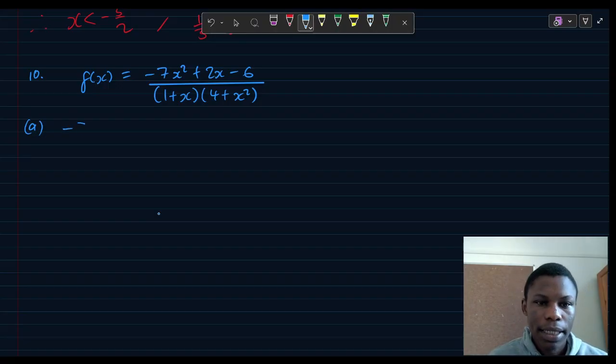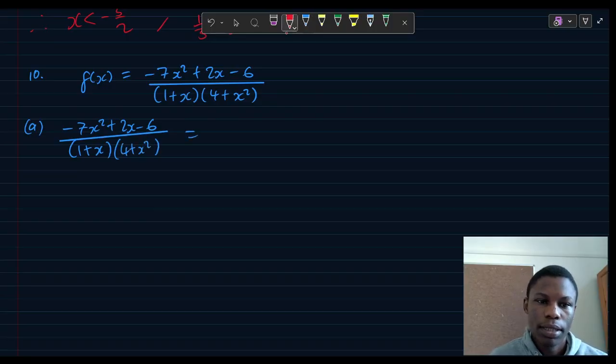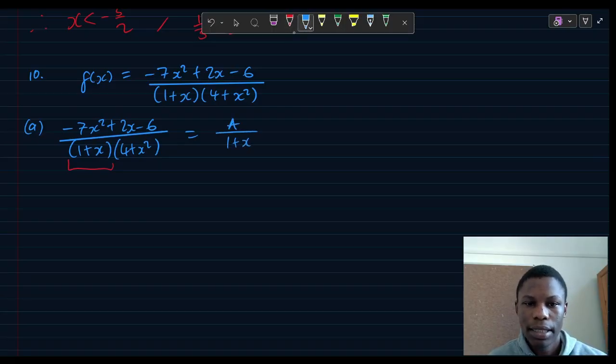Okay, so we've got negative 7x squared plus 2x minus 6. We have to inspect our factors. So this is a linear factor. So that means this becomes A over 1 plus x plus, this is a quadratic factor, so this becomes bx plus c over the quadratic, 4 plus x squared.